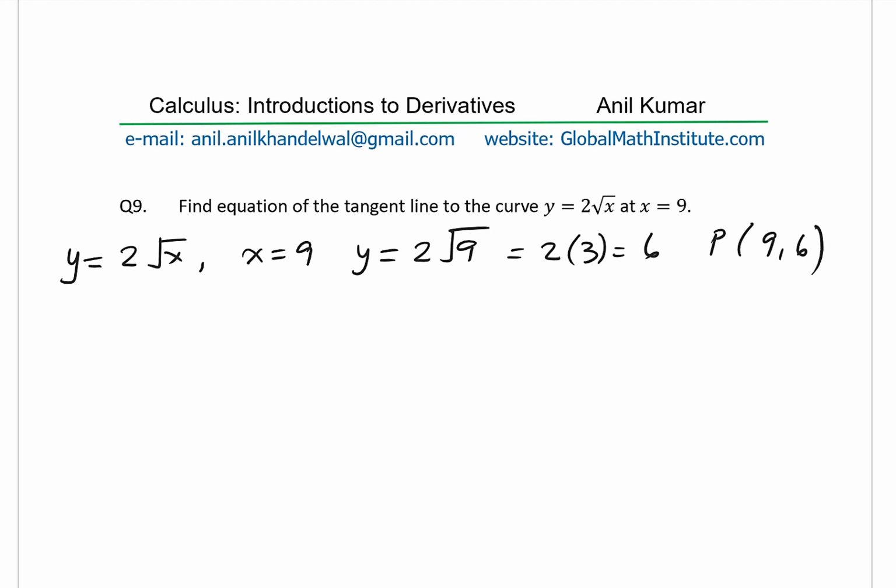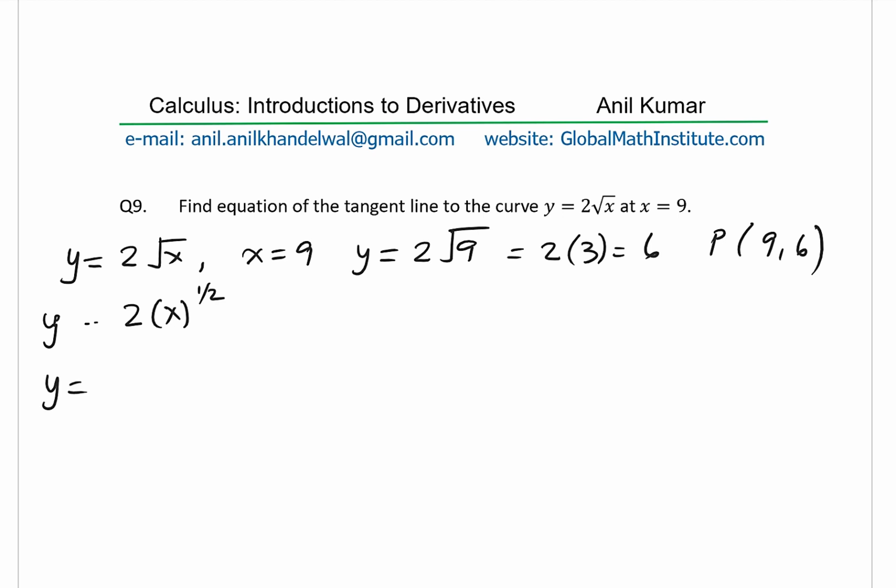Okay. Now, to find the equation, we need to find the slope first. So let's find the derivative, which is y dash. Some of you may like to write this as x to the power of half, right? Let me write the function first as this, and now we'll find the derivative. It becomes easier to understand.